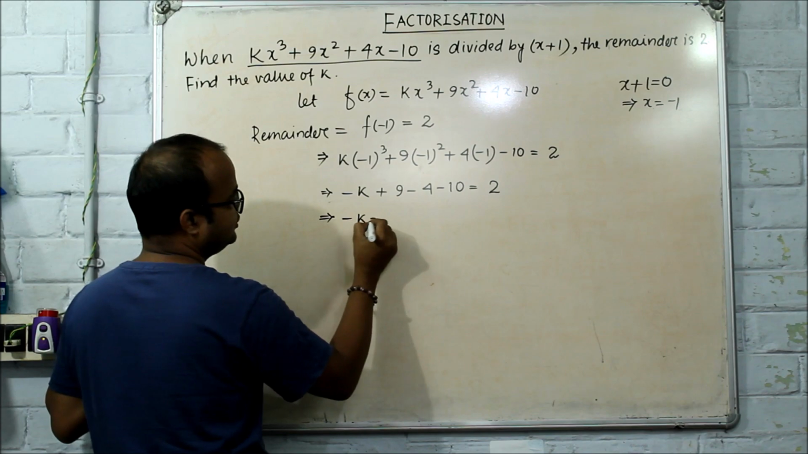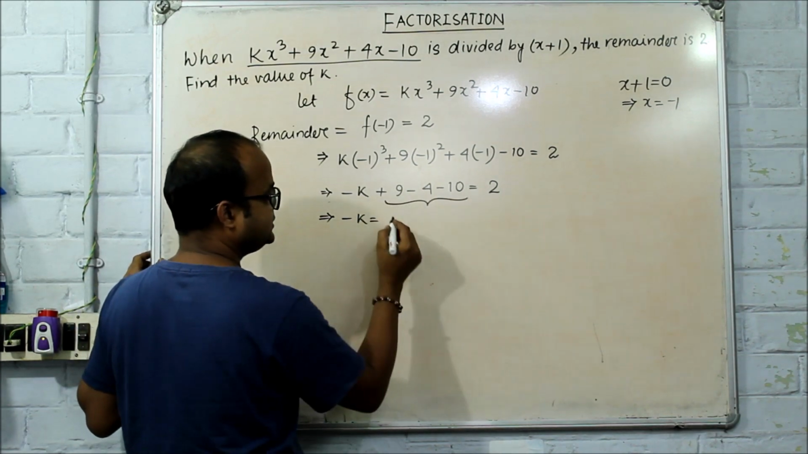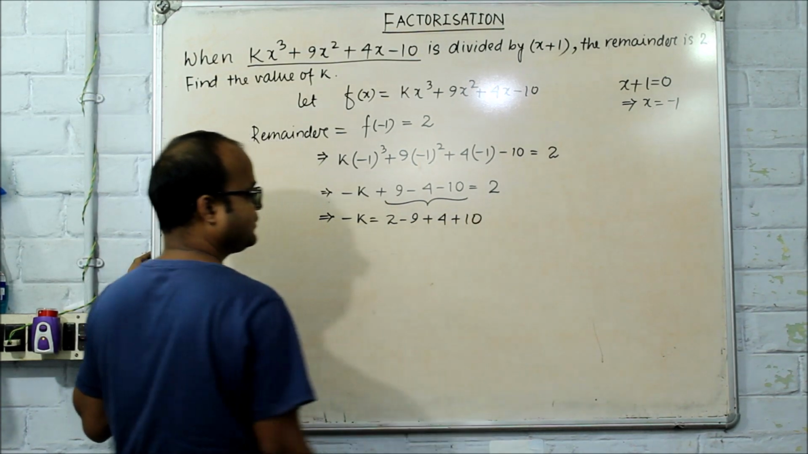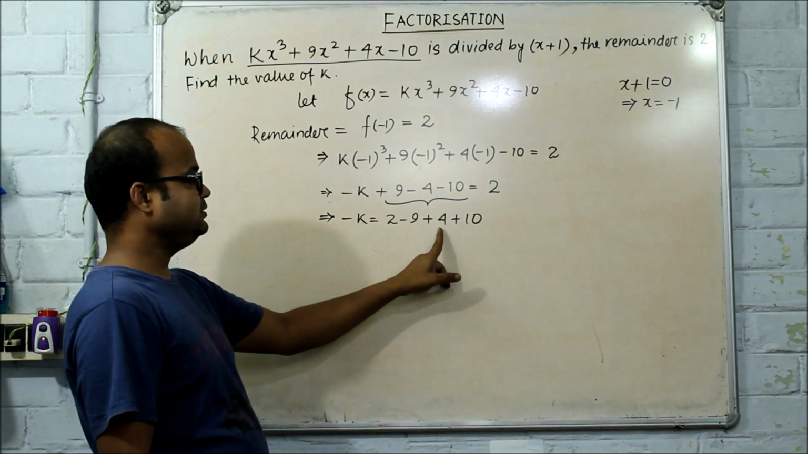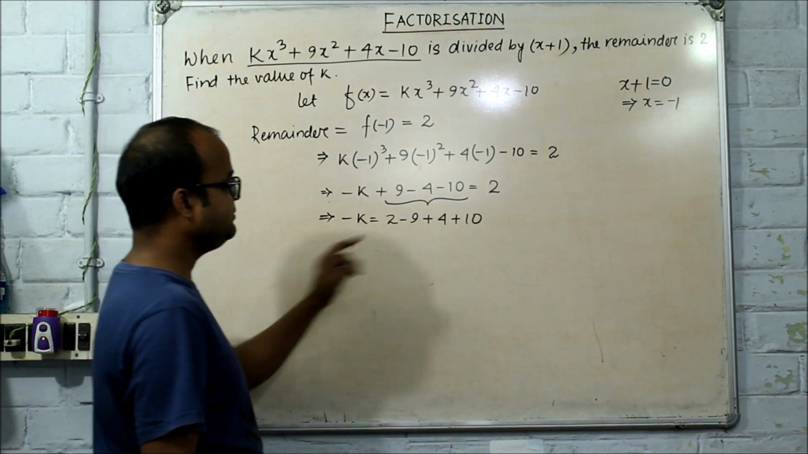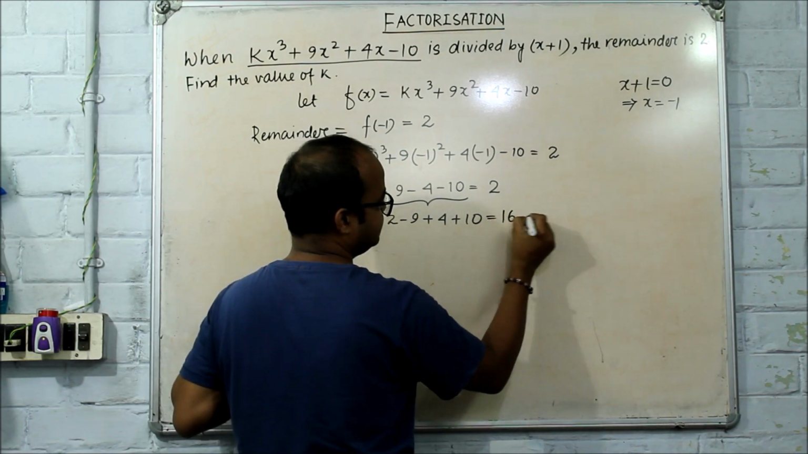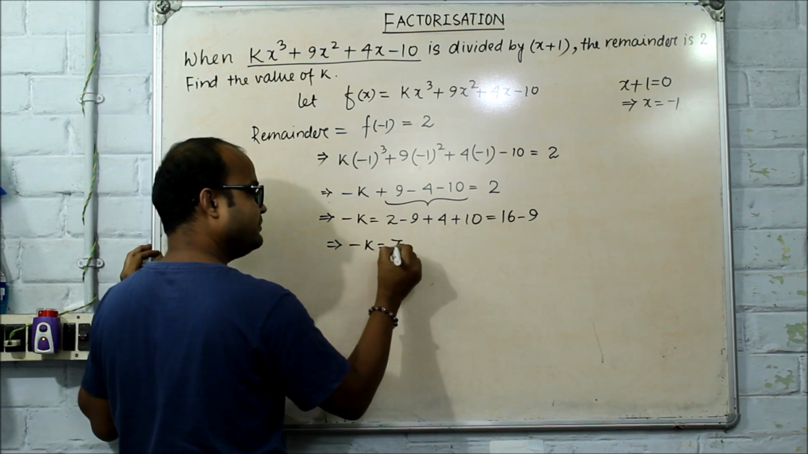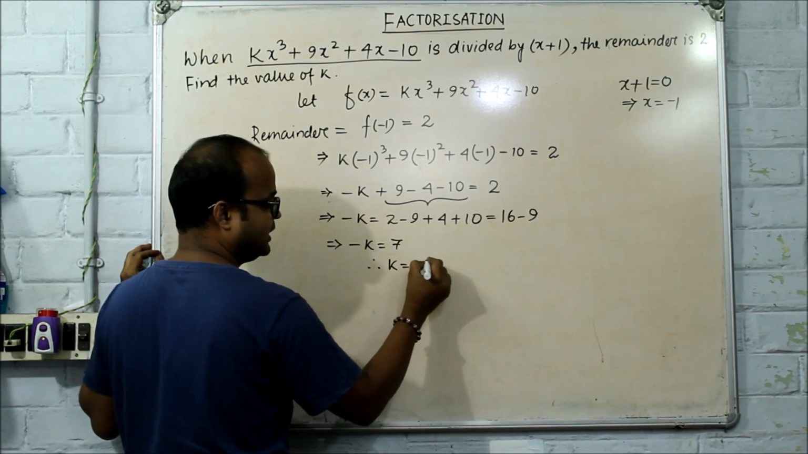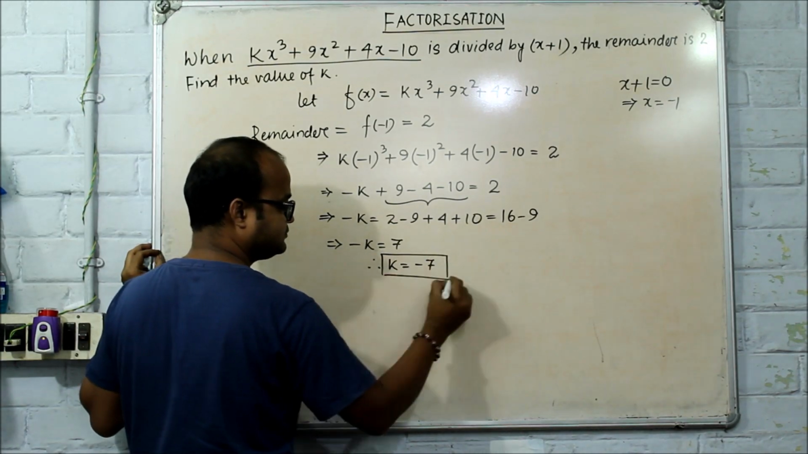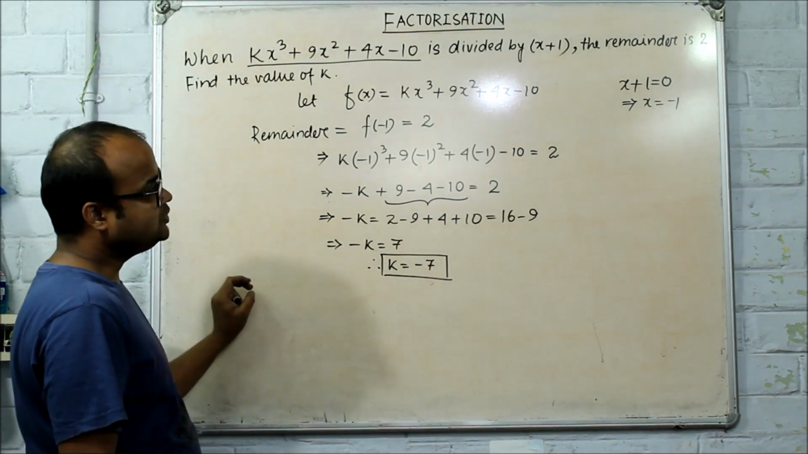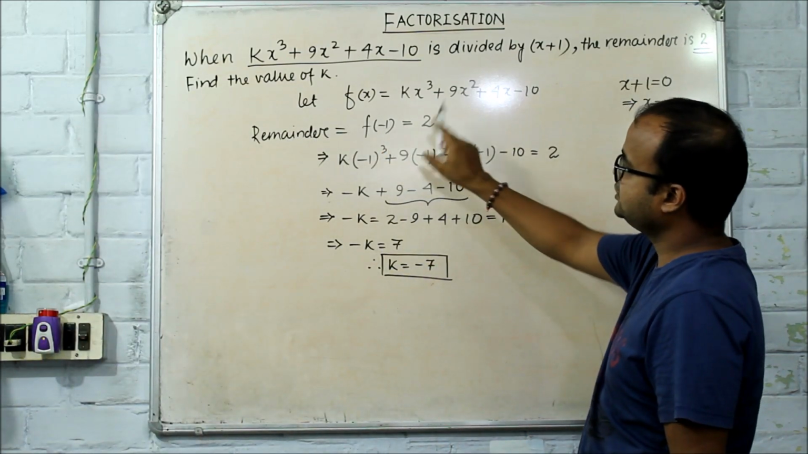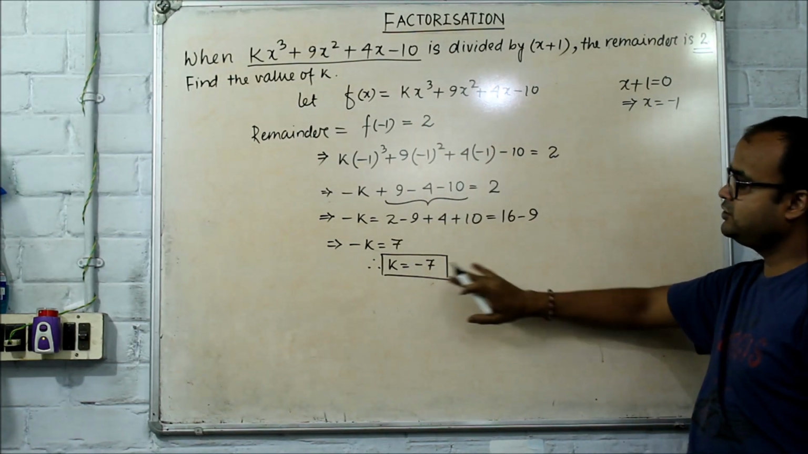So minus k is equal to, now we will take all the terms to the other side. So 2 minus 9 plus 4 plus 10. So 10 plus 4, 14. 14 plus 2, 16. 16 minus 9 is equal to 7. So minus k is equal to 7. Therefore k is equal to minus 7. Clear? So here we substitute, remainder is given as 2. So we equate f(minus 1) is equal to 2, and then using the remainder theorem we find the value of k.